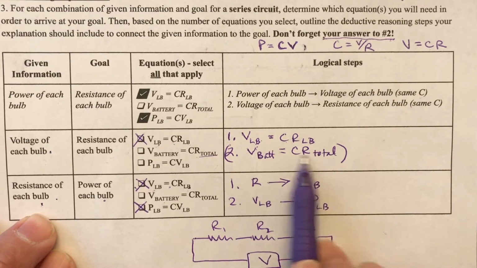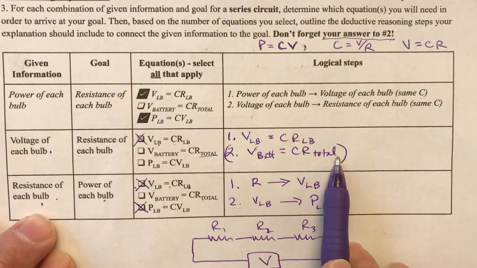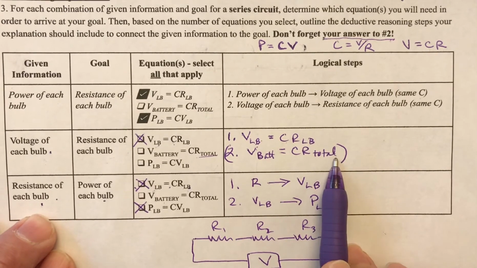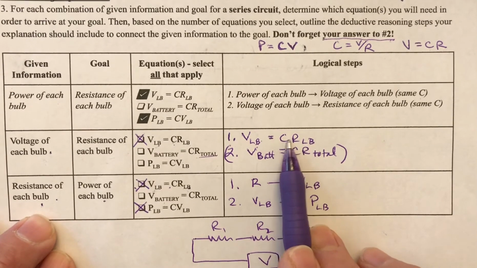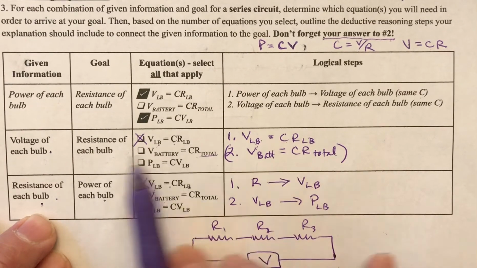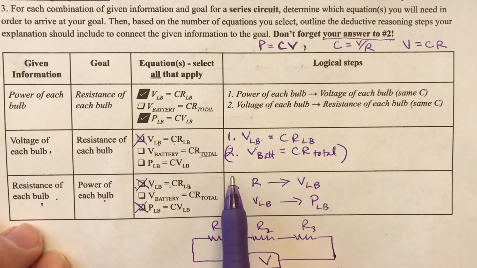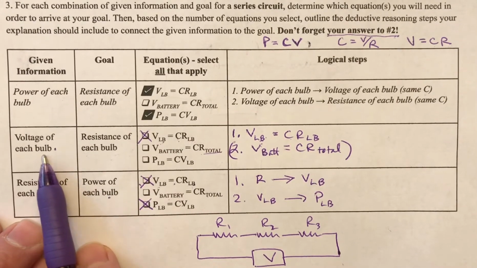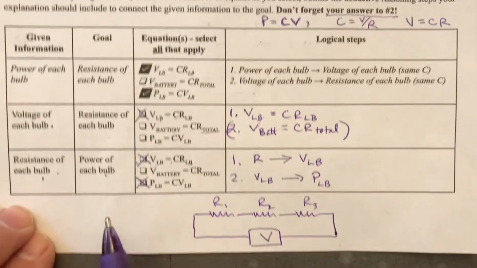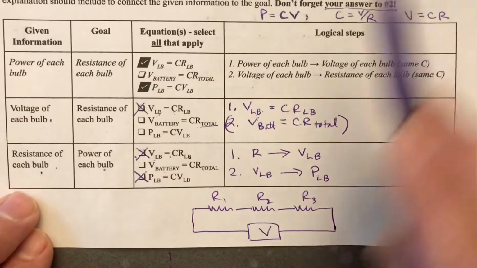This is not really necessary. The voltage of the battery, if you're given the current, but there needs to be some other information given than just the voltage drop of each bulb here. And I'm assuming it's going to be current.